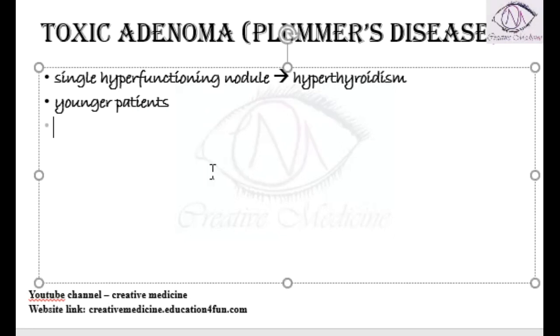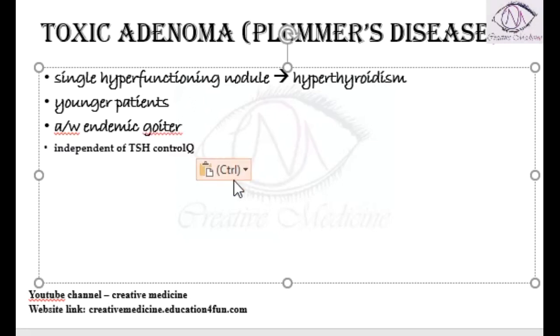Number one, this toxic adenoma usually occurs along with the endemic goiter. So most of the time it is associated with endemic goiter only. And this increased thyroid hormone which you see in toxic goiter is independent of TSH control. It does not have any effect on TSH control in the toxic adenoma.